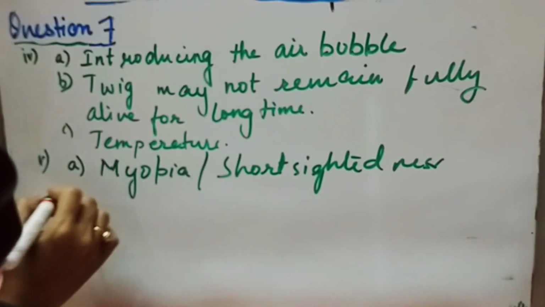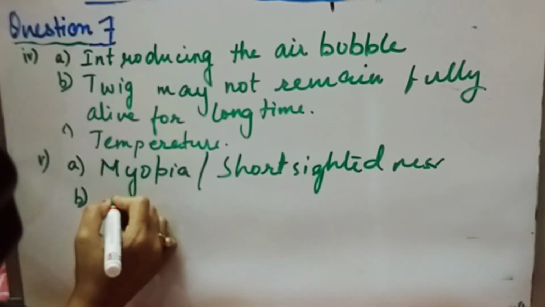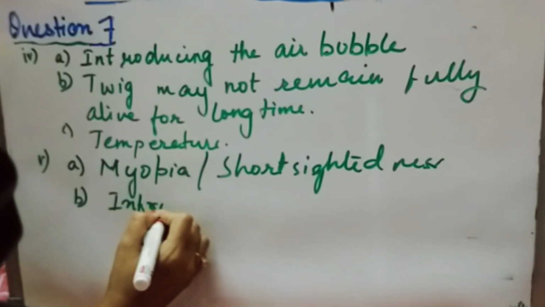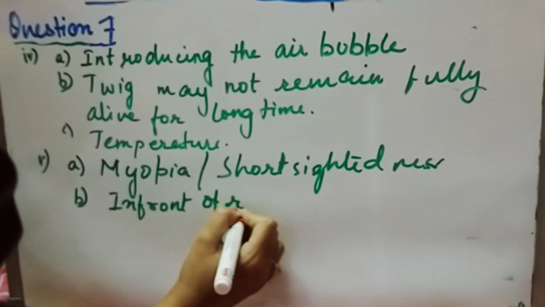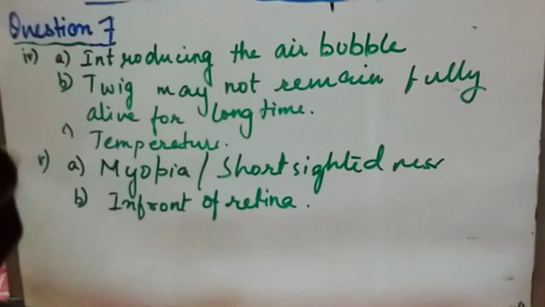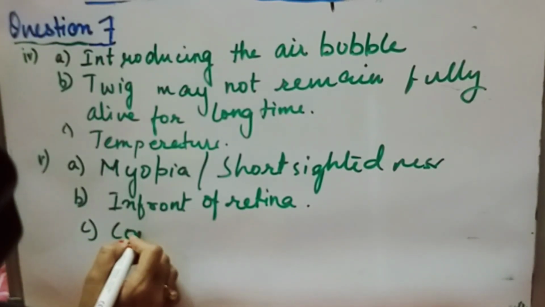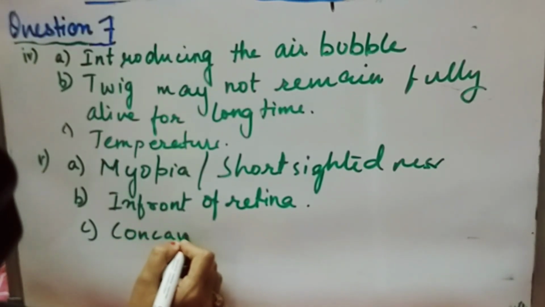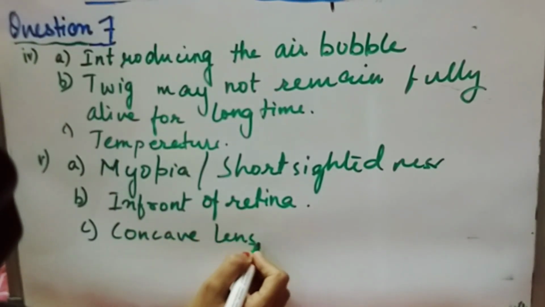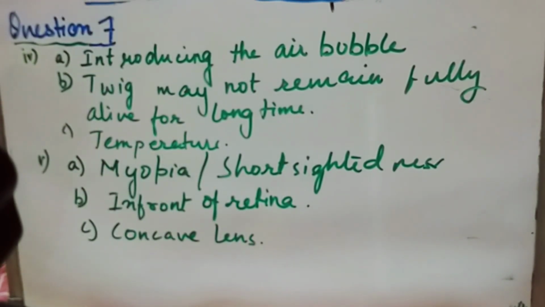Where is the image formed in this defect? Subpart B, it is in front of retina. Mahesh consults an eye doctor and is prescribed suitable lenses to correct the defect. Which type of lens do his spectacles have? The answer is concave lens, as this lens helps in diverging the rays. So the answer is concave. So this was question number 7. I will be going to question number 8.